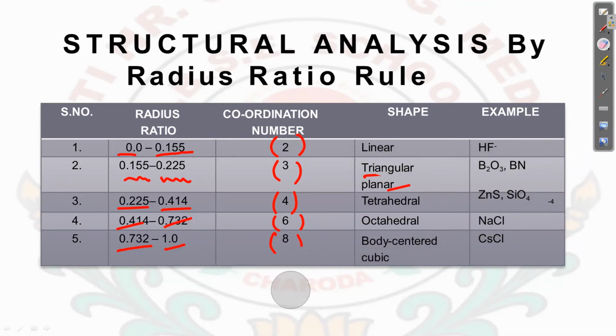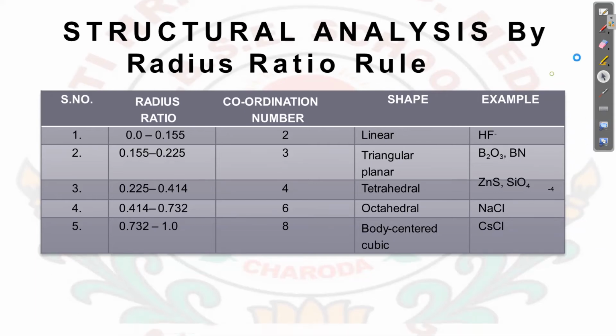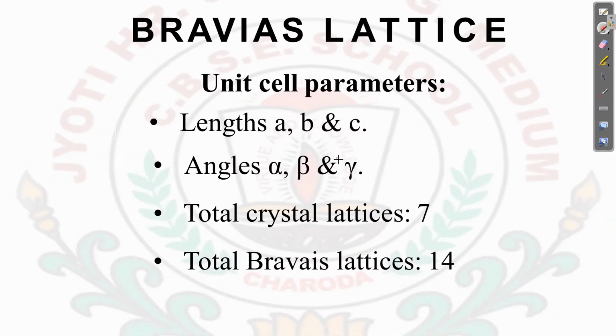So these were the relations between the structure, coordination number, and the radius ratio. The higher the radius ratio, the higher is the coordination number, and the more complex the shape will be. Next, let's talk about the Bravais lattice. Generally there are 7 types of crystal lattice, but in Bravais lattice, there are a total of 14 types of crystal lattice defined.